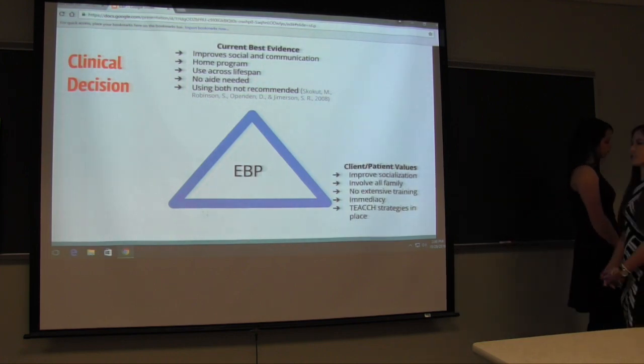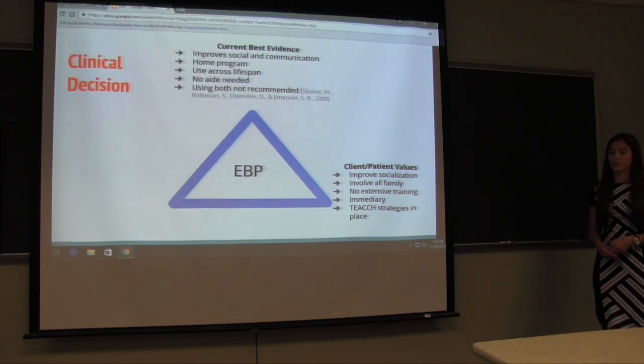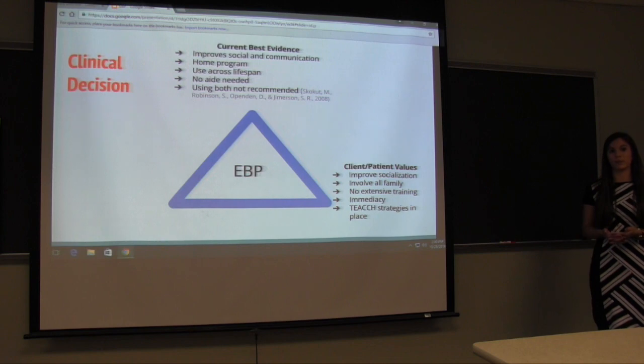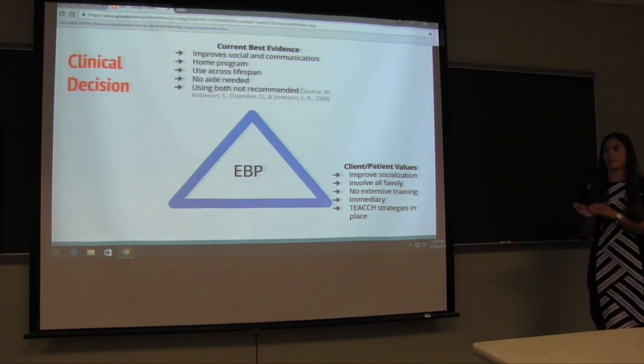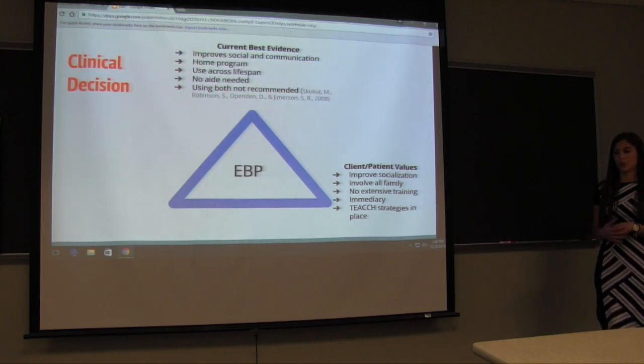One of the other big factors that we had to look at for Tommy was his own values as well as his family's values overall. So we knew that his family really wanted to improve his socialization. This was very important to them. They wanted him to be able to interact with his peers, and they also really wanted him to be able to interact with his brothers. So this was something that they wanted to see in his improvements from whatever treatment approach we chose.